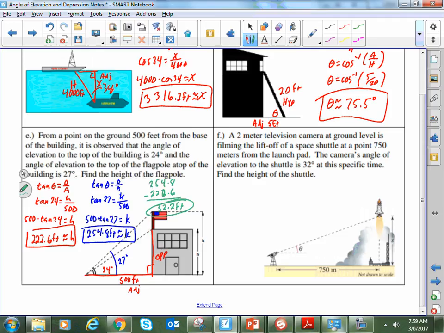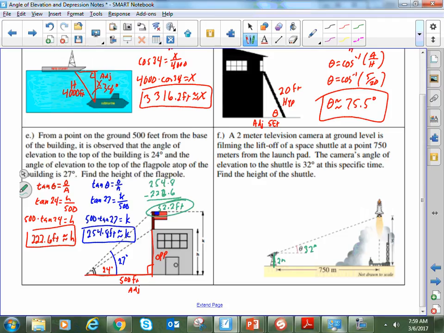Now the last one here that I really like as far as the examples where they're giving you a diagram, I really like it because this is something that a lot of kids will miss a little detail on. And I want to point out what that is here. So we have a 2-meter television camera at ground level filming the liftoff of the space shuttle. So from this section right here is 2 meters. The angle of elevation is 32 degrees, and they are 750 meters away from the space shuttle.